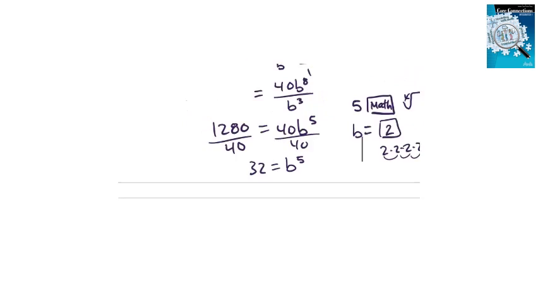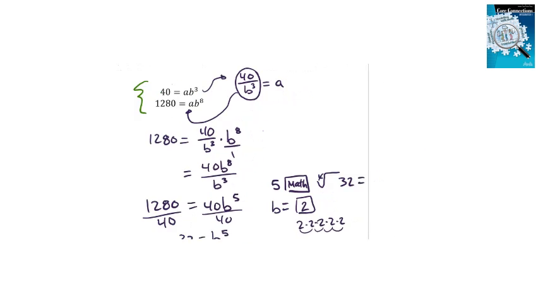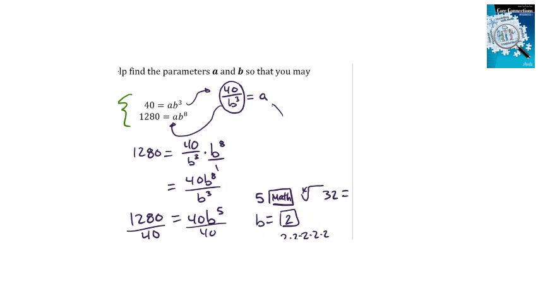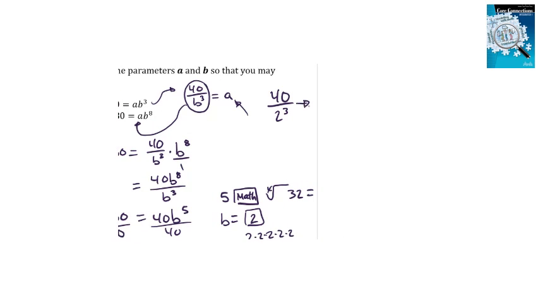Well, a is not going to be difficult to find because if you'll recall right up at the top here, we said, hey, a is 40 divided by b cubed. Well, I know that b is 2, so 40 divided by 2 to the third power is the same thing as 40 divided by 8, which is the same as the number 5. So my other parameter, a, my 0th term, is 5.